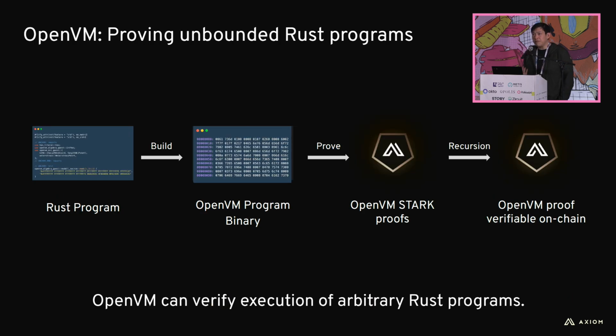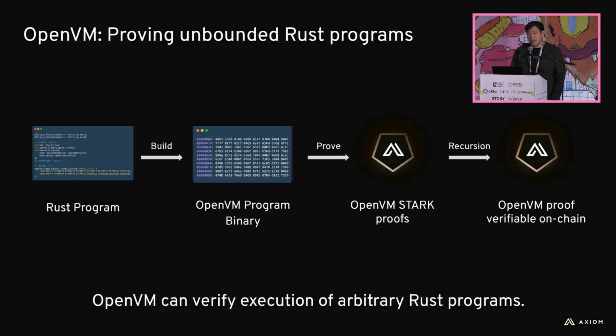So first, what OpenVM offers for a developer is the ability to prove unbounded execution of just standard Rust programs. So the flow of generating a zero-knowledge proof using OpenVM has 3 steps. The first is that the developer writes a Rust program encapsulating the execution they want to verify. And then they build it through a special OpenVM build process into a program binary that we are going to verify the execution of. Then using OpenVM, they can generate some relatively larger ZK proofs using a type of ZK proof system called a ZK Stark.